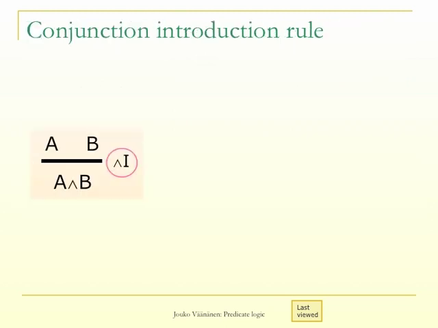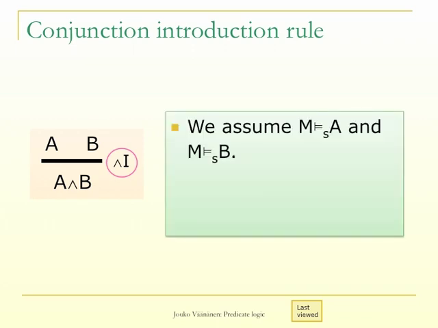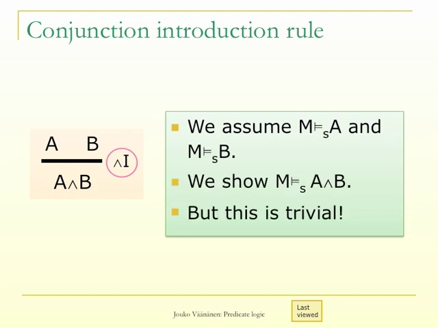Conjunction. Let's see what happens to the conjunction introduction rule in the induction. So we will check whether the condition that if an assignment satisfies the assumptions of the rule, then it satisfies the conclusion of the rule, whether this is preserved by the conjunction introduction rule. Suppose S is an assignment that satisfies in M the assumptions B1 to Bn. We assume S satisfies A and S satisfies B, and we have to show that then S satisfies A conjunction B, but this is entirely trivial.